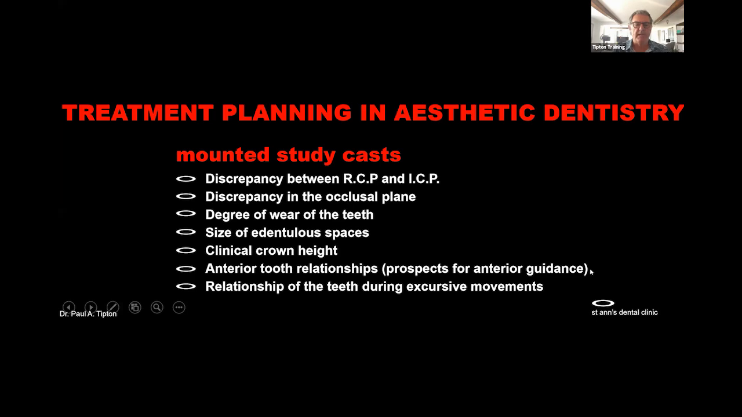I'd probably say on the list, the most important, the anterior tooth relationships. Every single restoration or every single mouth that you're treating, if you want to reduce the stresses in the masticatory system, if that means then reducing the stresses on your restorations, then you have to provide them with good anterior guidance. Good anterior guidance discludes the posterior teeth.